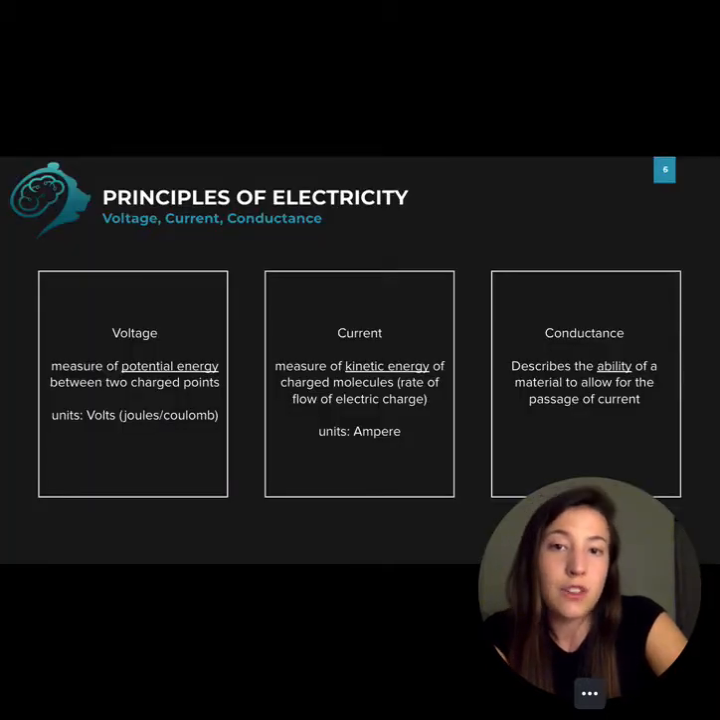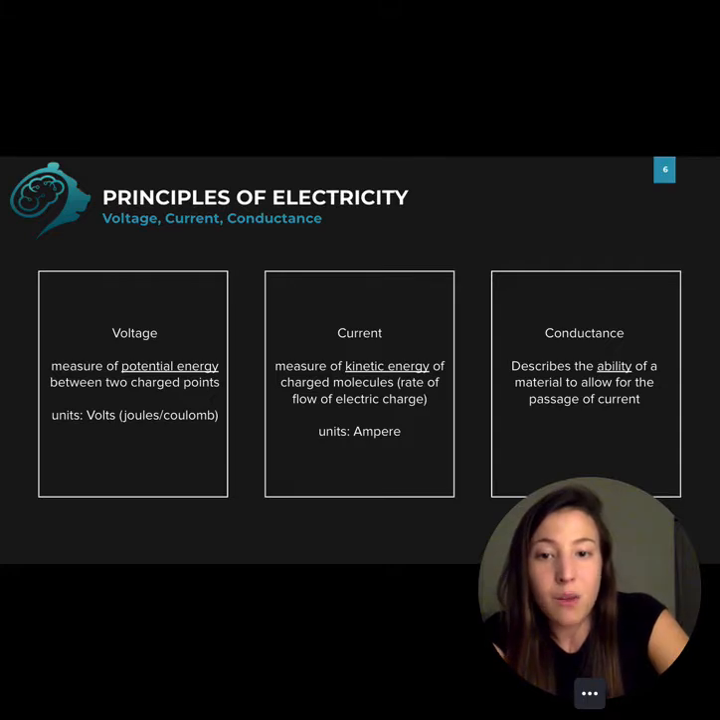So voltage then is a measure of this potential energy between 2 points. Formally, 1 volt is 1 joule per coulomb, which tells us that it's a measure of the amount of energy associated with one charged molecule. So when a molecule of one charge is moving towards one with an opposite charge, the kinetic energy the molecule now has is called current.